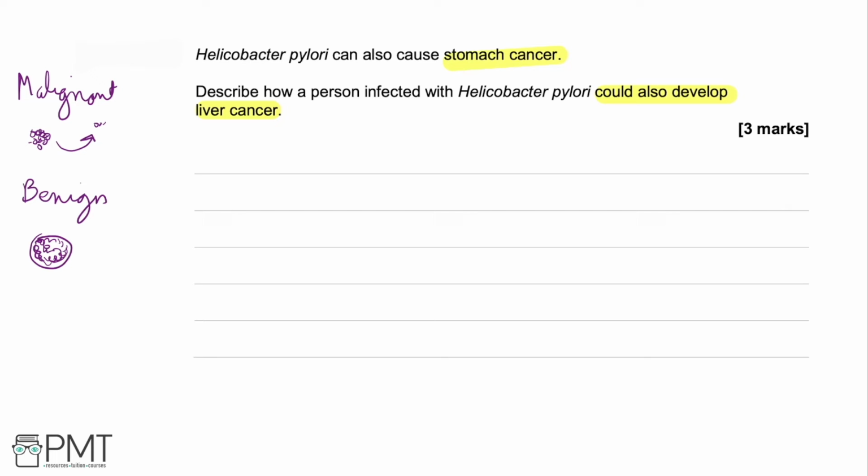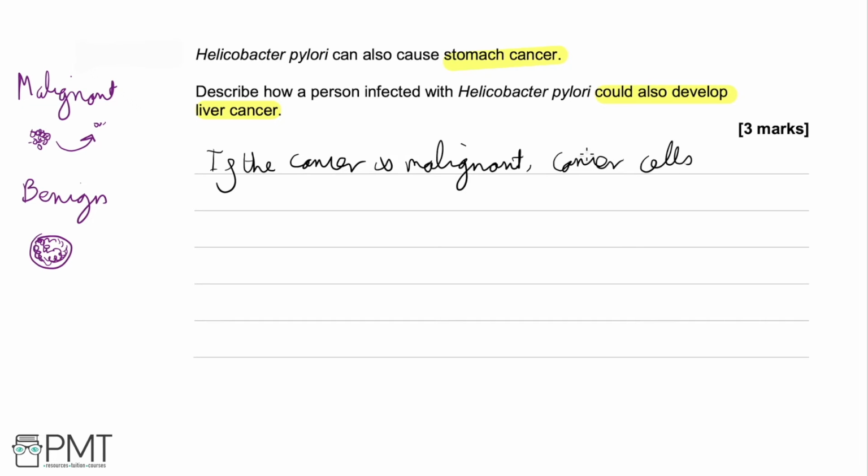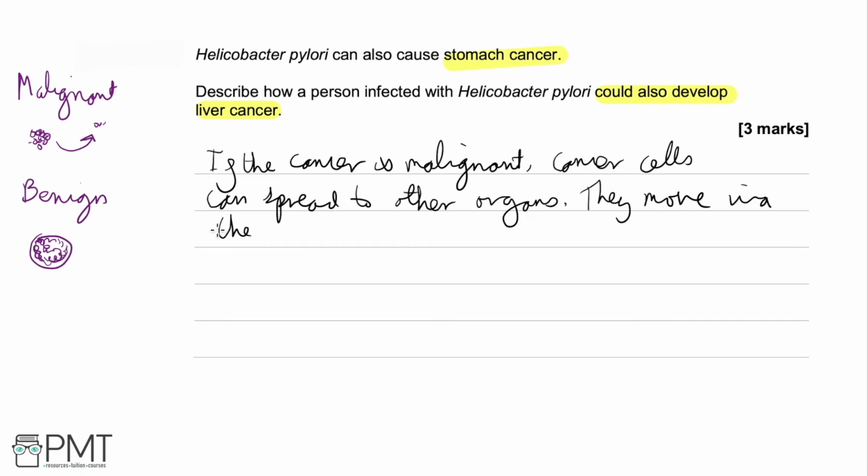So, the only way they could spread from the stomach to the liver is if the cancer was malignant. And this is our first marking point. If the cancer is malignant, it may spread between organs. And the way it does this is by cells breaking off and moving through the bloodstream to different organs. So the method by which this cancer spreads will be our second marking point, through the blood.